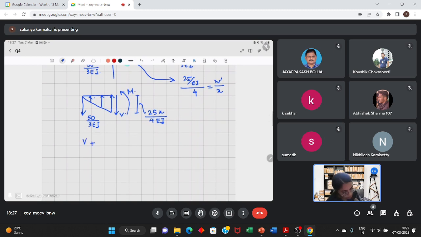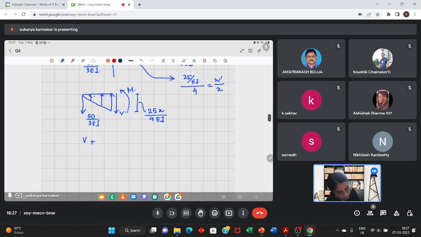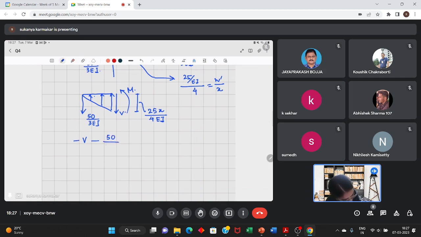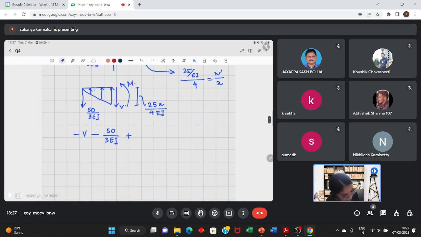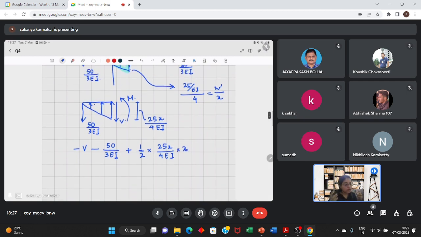V plus, so let's follow the sign convention, minus V minus 50 by 3 EI, forces are in the downward direction, plus half into height is this much, base is X. So as I had already explained, maximum displacement in the real beam will be equal to the maximum bending moment in the conjugate beam.